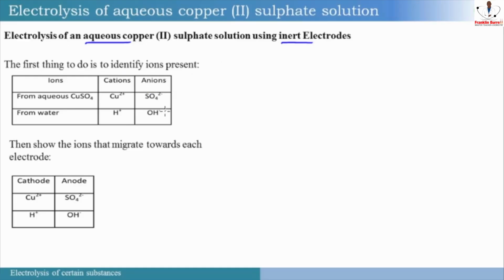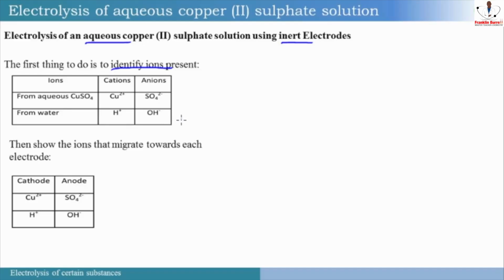How do we proceed? First thing we must do is to identify the ions present. In aqueous copper 2 sulfate, we have Cu2+ ion and we have SO4 2- ion from copper 2 sulfate. Then we have H+ ion and OH- ion from water. Now, because it is aqueous, we have a lot of H+ and OH- ions present.